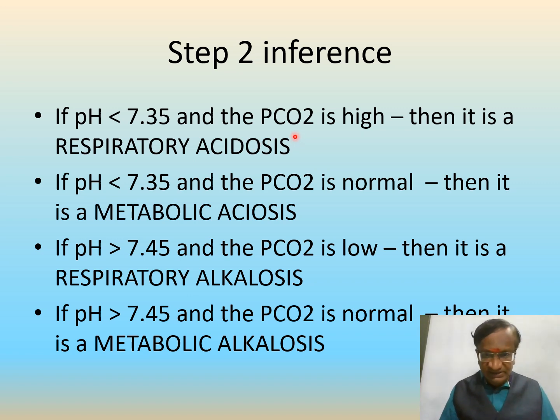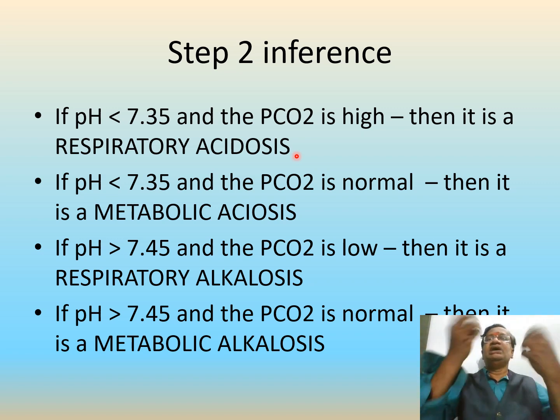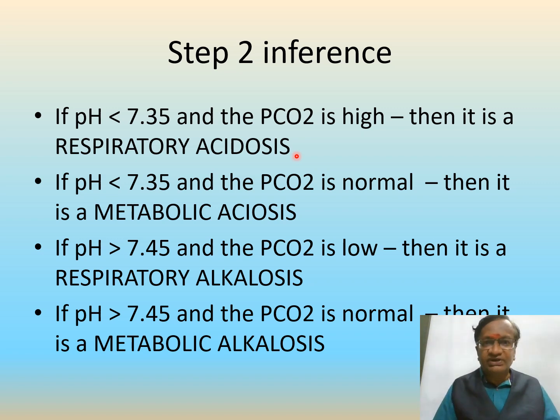Now you see PCO2 is high. The patient is not breathing properly, for example bronchial asthma or some foreign body. So PCO2 is high, there is a respiratory acidosis. If the PCO2 is normal and bicarb is low, then it is metabolic. PCO2 is low. All these things have been already told in the last video.